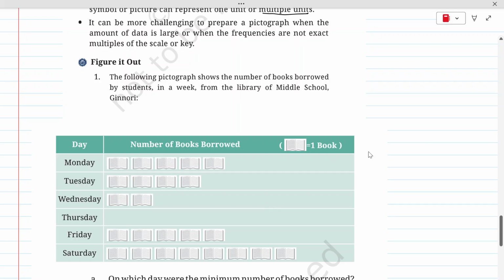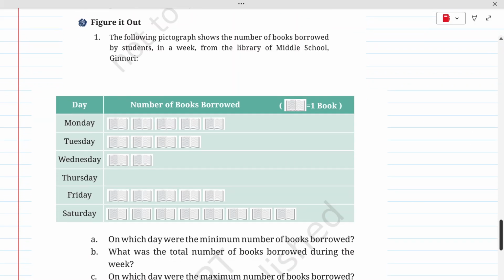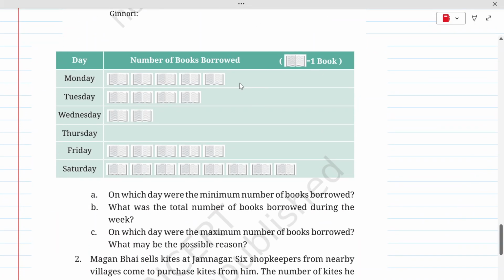Okay. So what we can see here is that the scale is representing 1 unit. Now, let us go through this. Let us calculate this data first. So on Monday, 1, 2, 3, 4, 5. 5 books were borrowed, right? On Tuesday, 1, 2, 3, 4. 4 books were borrowed. On Wednesday, 2. Thursday, nothing. Friday, 1, 2, 3, 4, 5. Again, 5 books were borrowed. And on Saturday, 1, 2, 3, 4, 5, 6, 7, 8. Maximum number of books were borrowed.